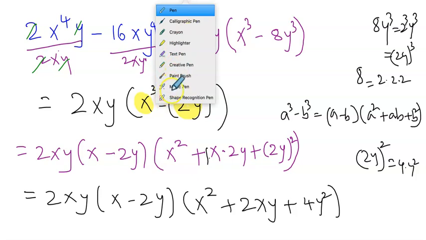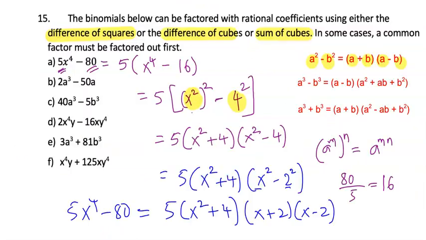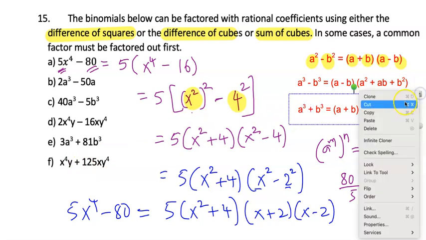So this is what you have, right? A cube minus b cube we used. Next problem, 3a cube plus 81b cube. I am seeing pluses, so maybe I'll have to use the third formula here. Okay, let me just copy that.